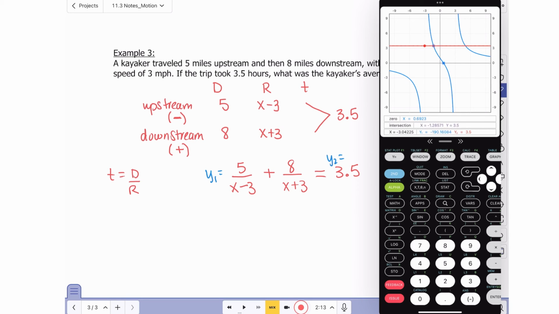And then we'll see the intersection is right here at negative 1.28. Well, that's a negative value for a speed. Well, that's not going to work. We can't have a negative speed. So we need to find the other point of intersection.